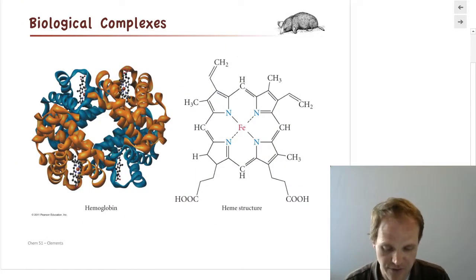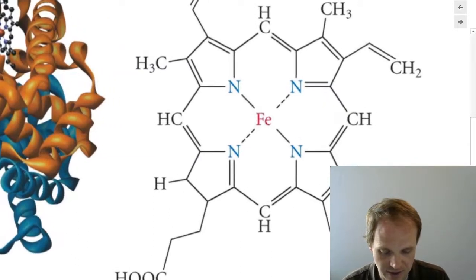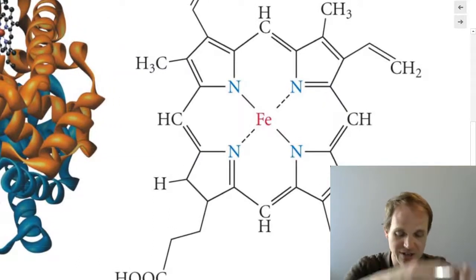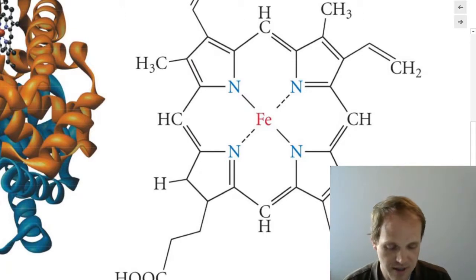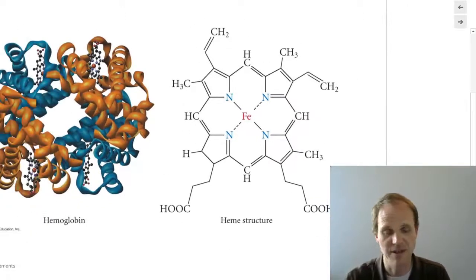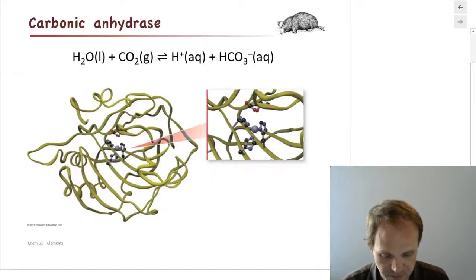It's actually got 4 different heme centers, and you can see it a little bit closer here with the iron attached to the nitrogen and all sorts of other things supporting it, but still room on the top and the bottom to grab some oxygens.